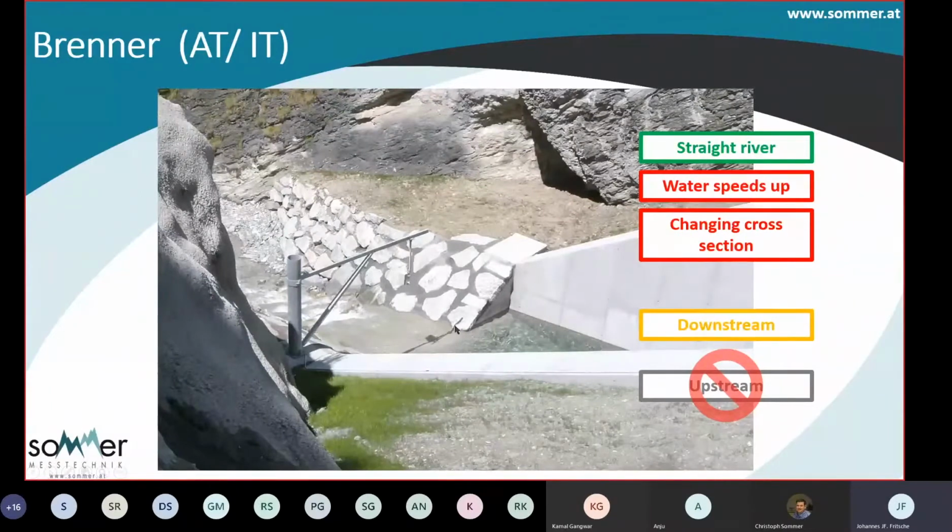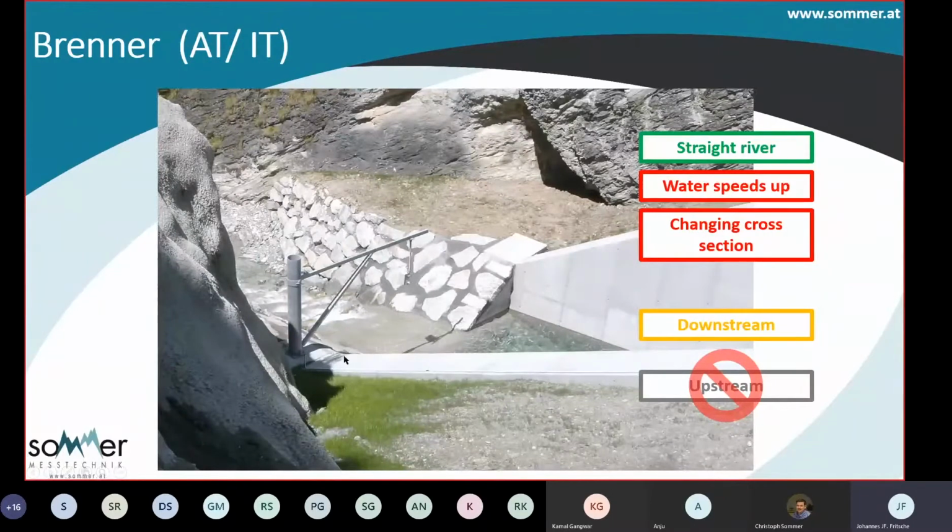So looking upstream here is no good choice at all, because we have a dramatic change of the flow velocity from almost standing water here to high velocities here. And looking downstream is not ideal, but the better option in this case.